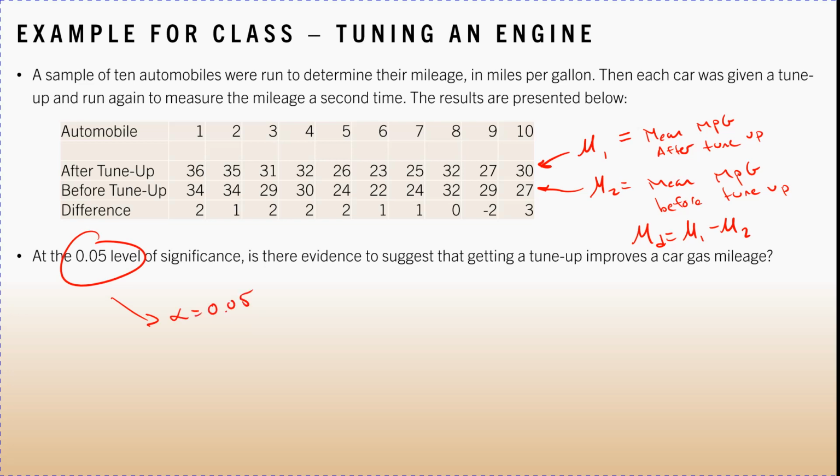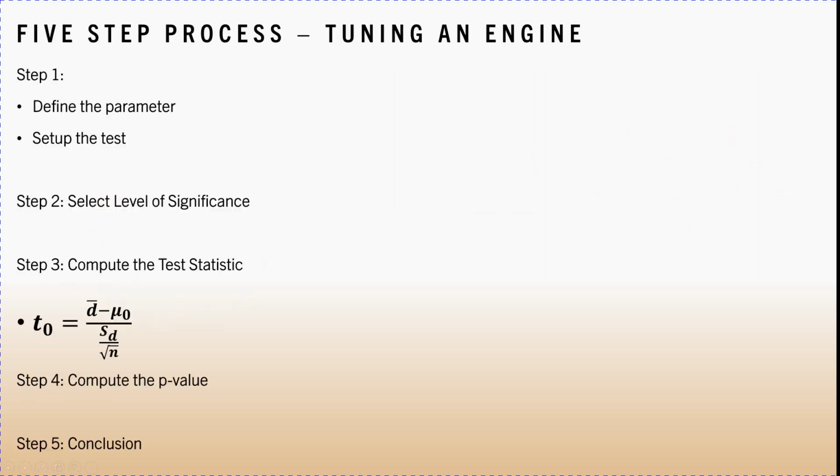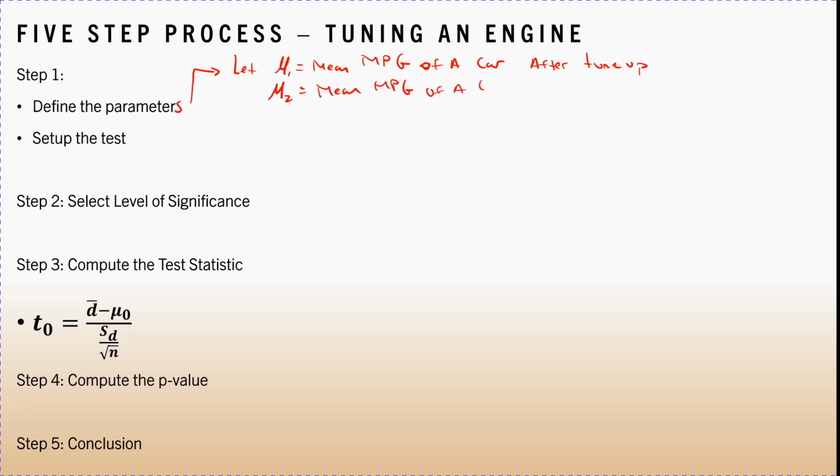Again, let's go through the five steps in the hypothesis test. In this case, let's define the parameters. I'm going to rewrite them again. Mu1 is equal to the mean miles per gallon a car gets after a tune-up. This reminds me, I should take my car in to get a tune-up. Mu sub 2 is equal to the mean miles per gallon of a car before tune-up.